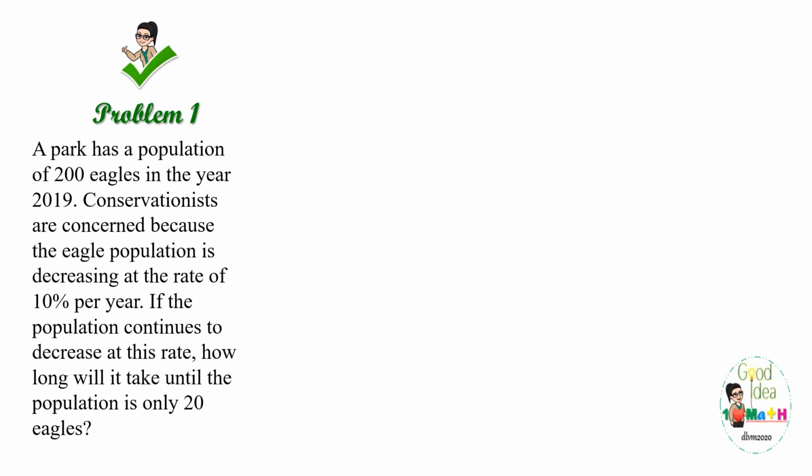Problem number 1. A park has a population of 200 eagles in the year 2019. Conservationists are concerned because the eagle population is decreasing at the rate of 10% per year. If the population continues to decrease at this rate, how long will it take until the population is only 20 eagles? Before we start solving this, let us recall the formula A is equal to P times (1 minus R) raised to t. We're going to use the same formula.